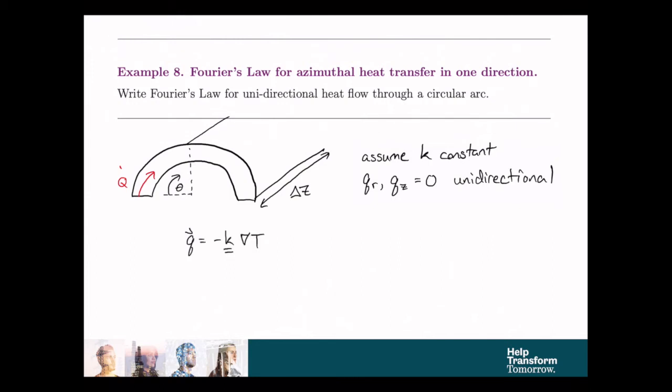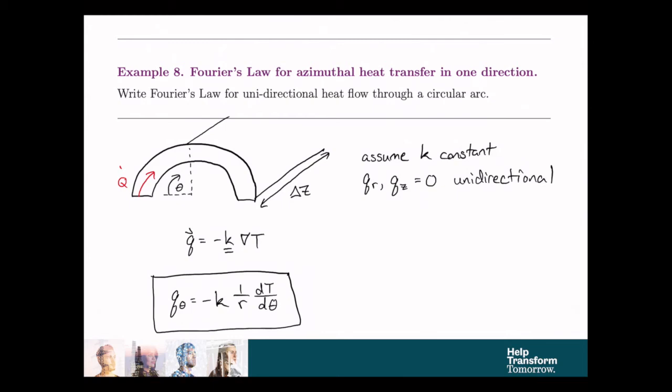So for this geometry, we'll start with the generic form of Fourier's law. We know that K is constant and the two R and Z terms are 0. So basically, we just write down the gradient of temperature and plug it into the expression for Fourier's law. It's slightly more complicated if we consider the heat flow, because then we need to multiply by the area. And so that area for heat transfer is delta R, delta Z.